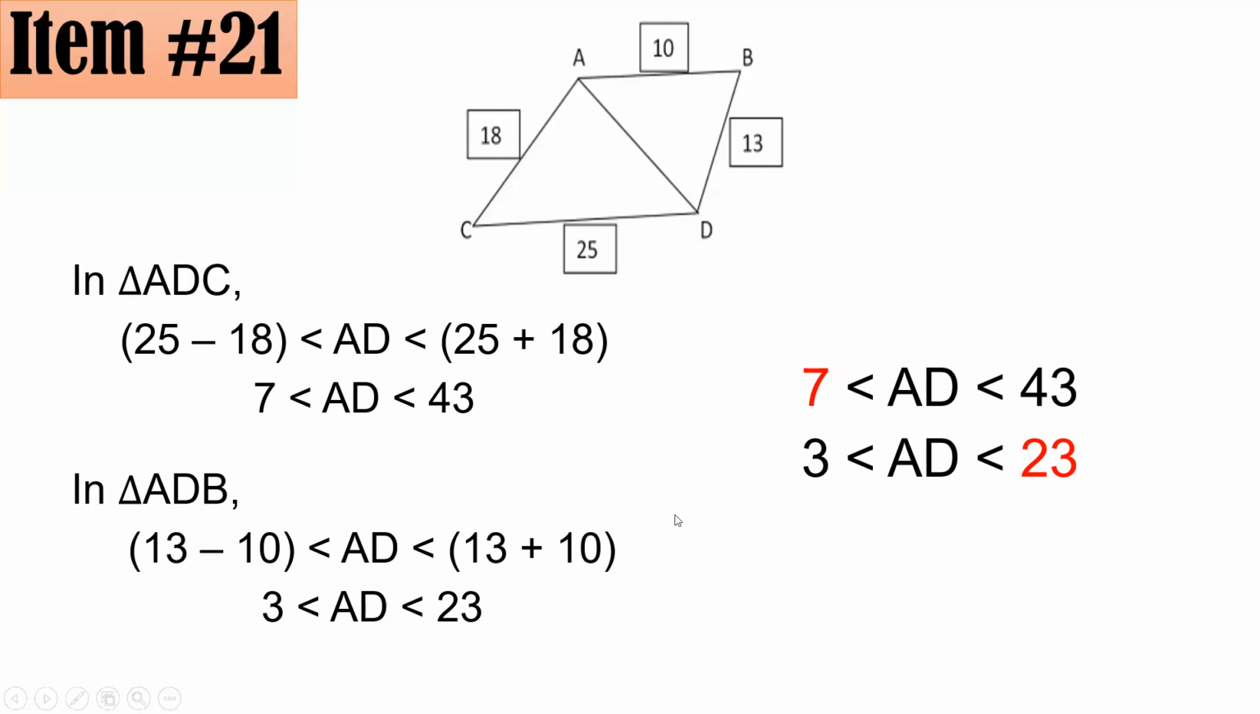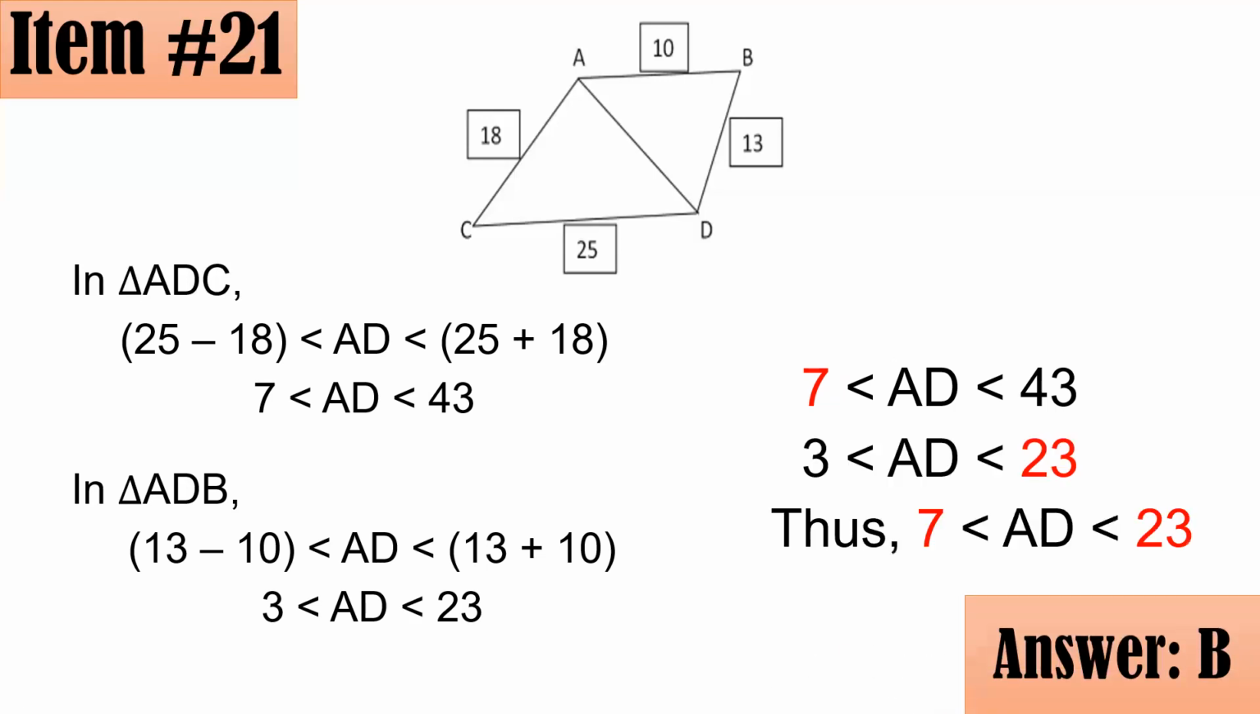Kasi for example, kapag kumuha ka ng 4, masatisfy niya ito, pero hindi niya masasatisfy ito. That's why yung technique po, so ano po yung final answer natin? Kunin nyo po sa pinaka-left, yung pinakamataas. Sa pinaka-right, yung pinakamababa. Therefore, AD is between 7 and 23. So if you answered letter B, tama po kayo.